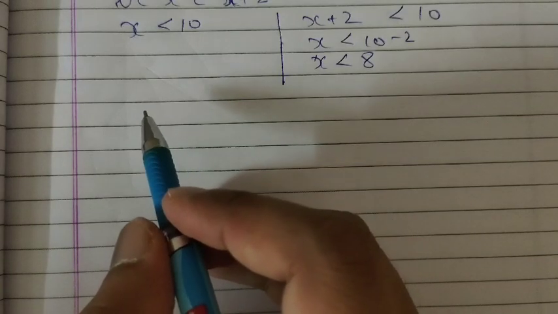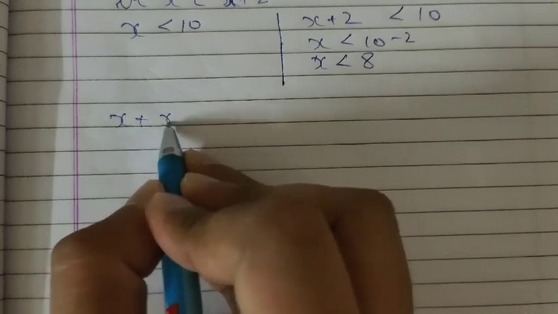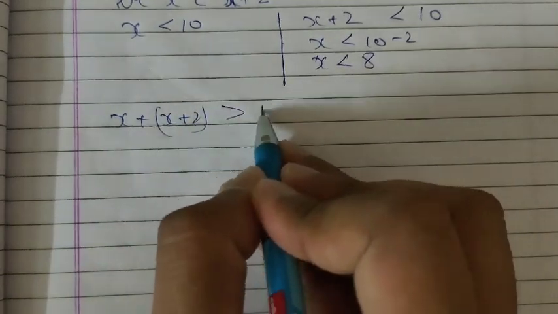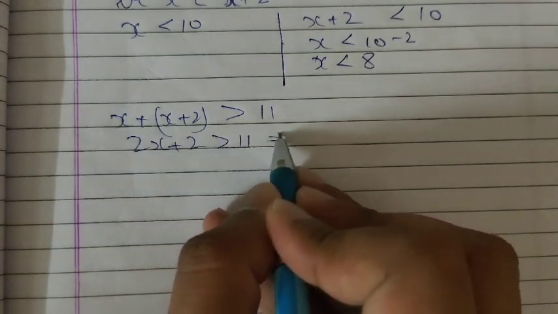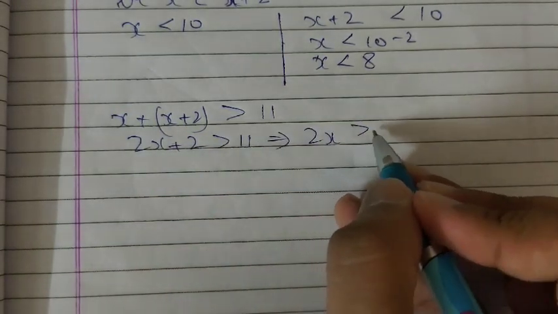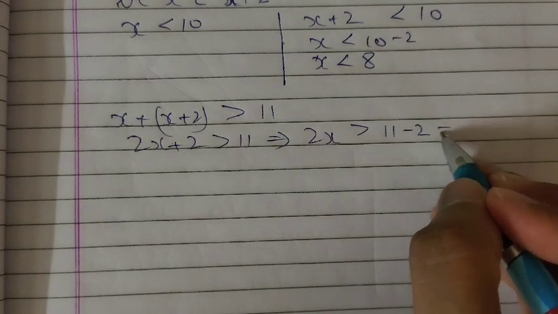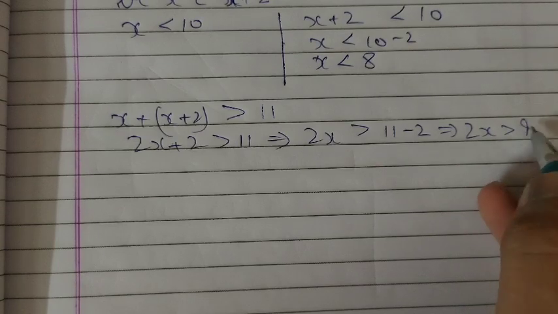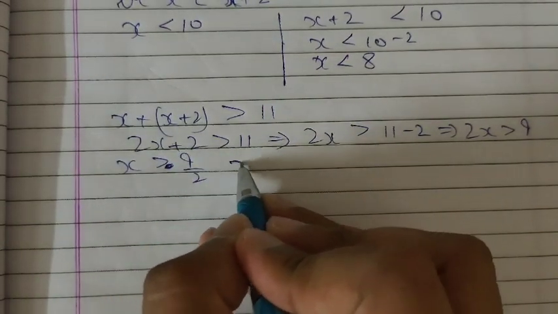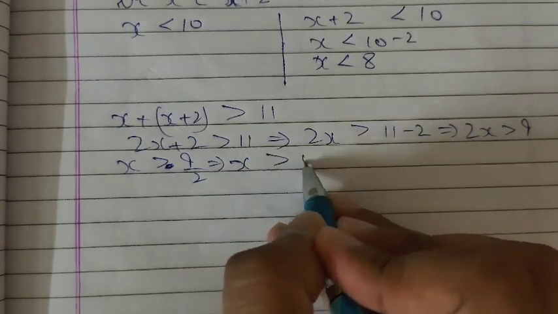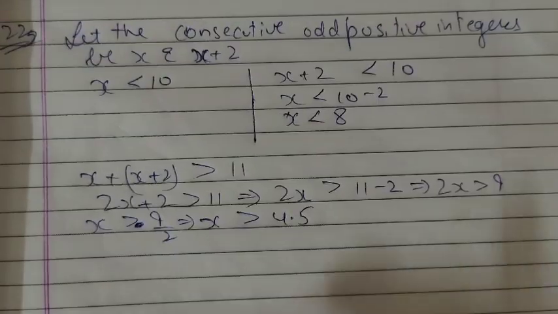So next condition is sum of them should be more than 11. So x plus 2 should be more than 11. So 2x plus 2 greater than 11. This implies 2x is greater than 11 minus 2, right? So we can say 2x is greater than 9. So x is greater than 9 by 2. So x greater than 4.5. So x should be greater than 4.5 and x should be lesser than 8.